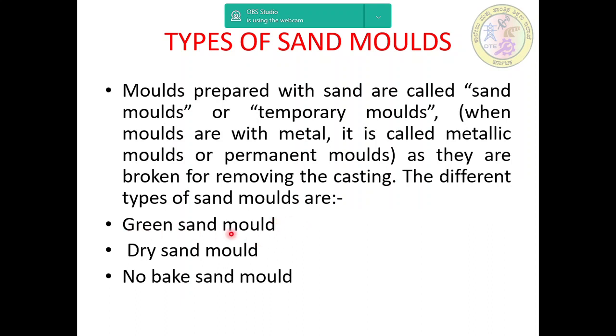The main advantages of green sand molds are that they are suitable for simple, small, and medium castings, and are suitable for mass production. These green sand molds are least expensive, and sand can be reused many times after reconditioning with clay and moisture. These are the main advantages of this green sand mold.